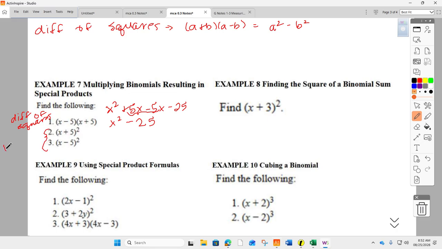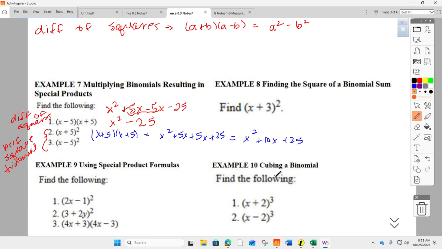Now the next two here, when you square a binomial, your product is going to be a perfect square trinomial. So what does that look like? So we're going to go ahead and square x plus 5 using our, remember that it looks like this, right? And we're going to use FOIL, x squared plus 5x plus, so first, outside, inside, so we get another 5x, and last is 25. So this perfect square trinomial simplifies to x squared plus 10x plus 25.